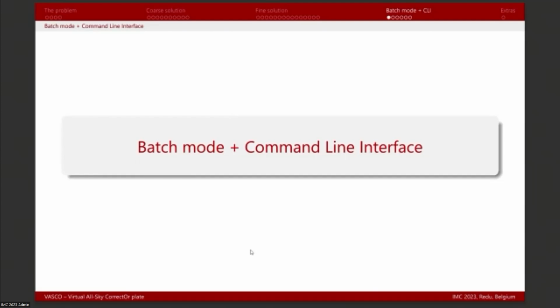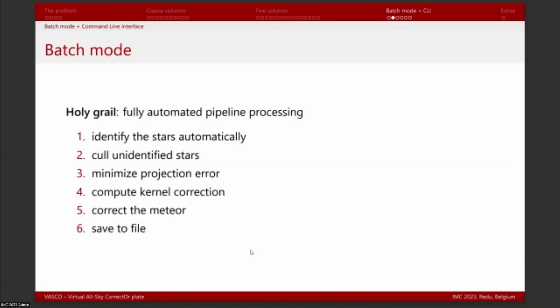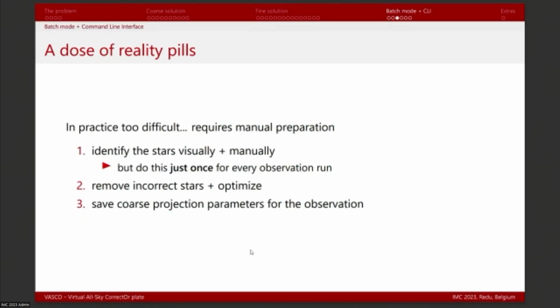Finally, the holy grail of the entire effort is to write this into a command line interface program that will just run automatically in batch mode. We strive for fully automated pipeline processing, where we would identify everything, cull the stars from the projection or from the catalog, minimize everything, compute the correction, apply it, save it. Quickly, we got a dose of reality pills that probably this is not possible to do fully automatically because it still requires a lot of manual preparation.